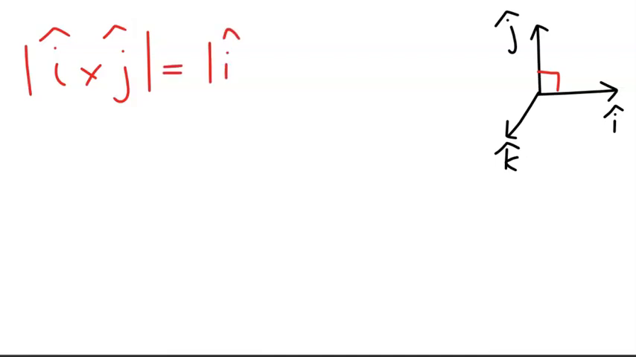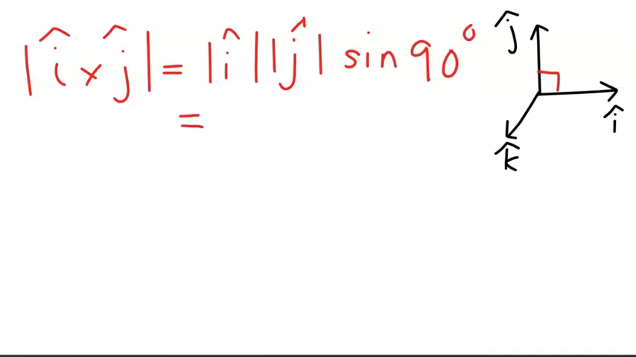Now let's apply all the things that we have learned thus far to the three unit vectors that we are familiar with. Let's say we want to take the cross product of i hat and j hat. The angle between them is 90 degrees. So the magnitude of i cross j is the magnitude of i times the magnitude of j times sine 90, which means you get 1.